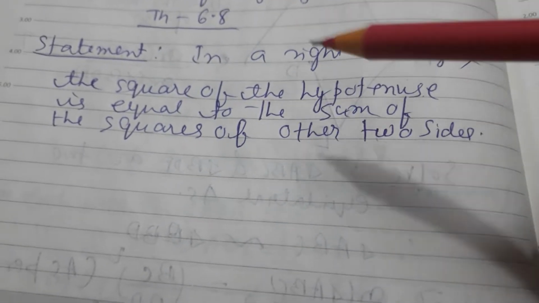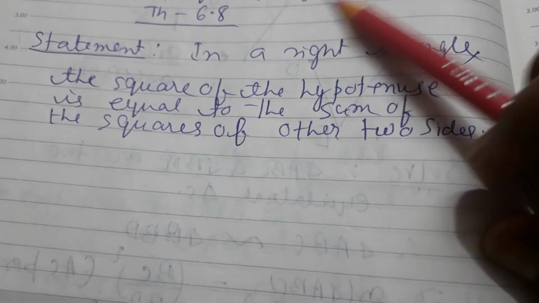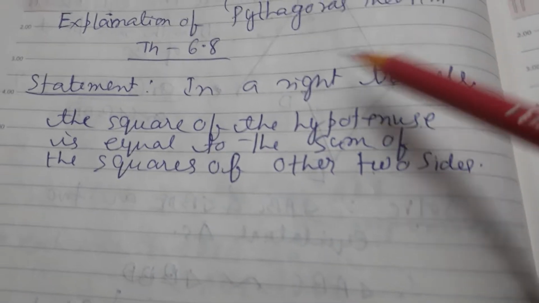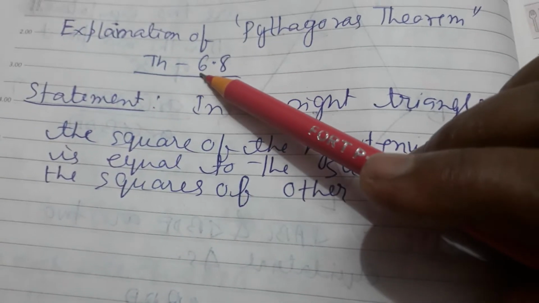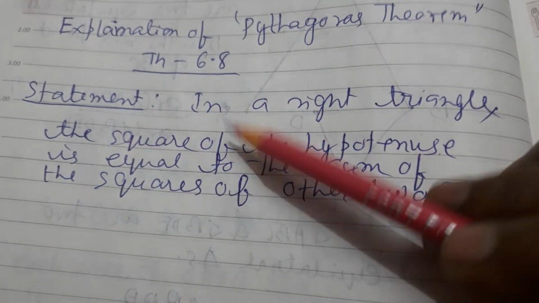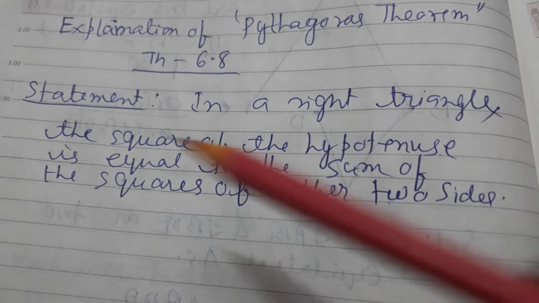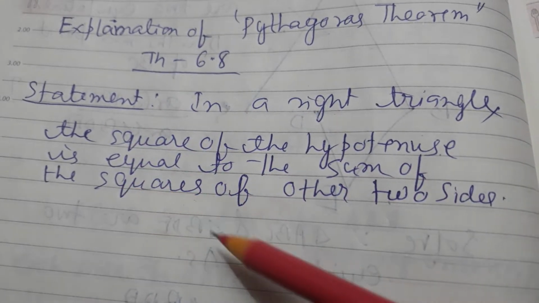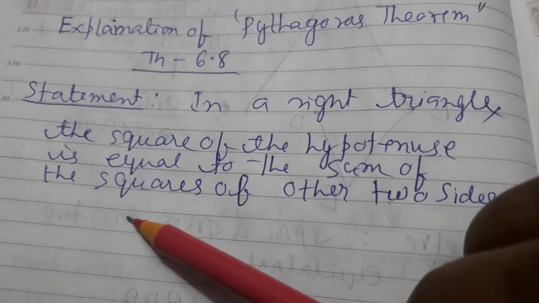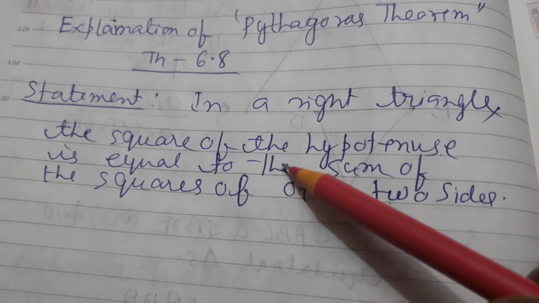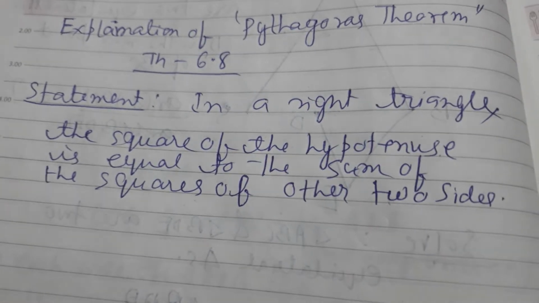Today I shall explain Pythagoras theorem. Now explanation of Pythagoras theorem, which is theorem 6.8. Now statement. In a right triangle, the square of the hypotenuse is equal to the sum of the squares of the other two sides. Now I am going to explain the statement.